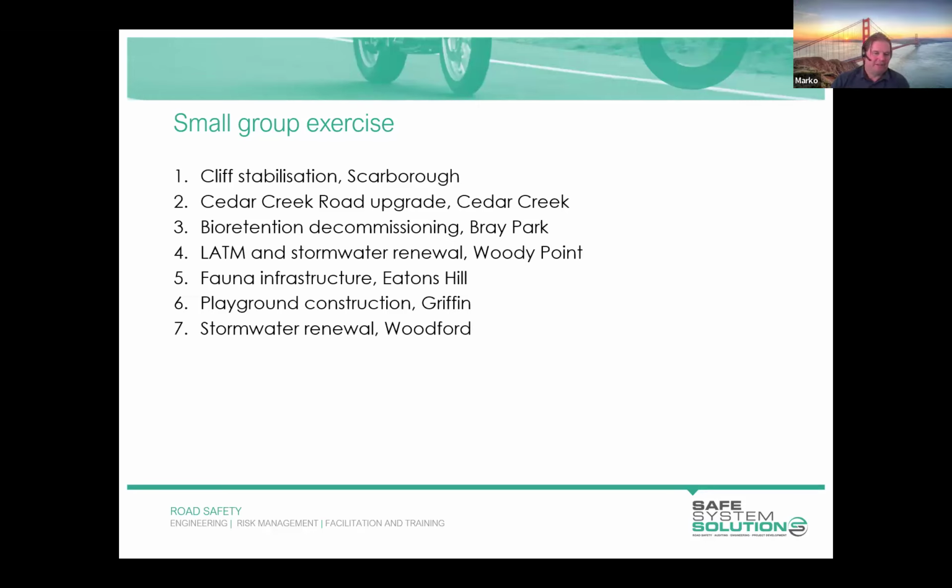Tom's not here today because he was the one that did the Cedar Creek Road design, so he won't be able to. He unfortunately couldn't make it today because he's on holidays. Josh and Ryan are still with us. So, Retta.